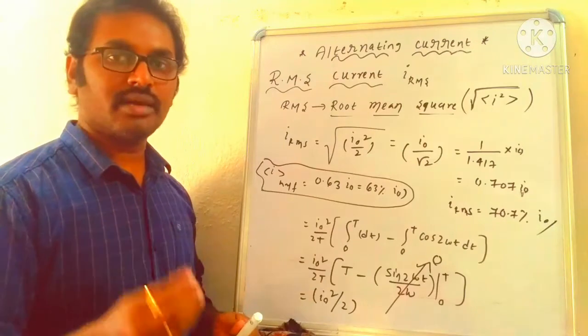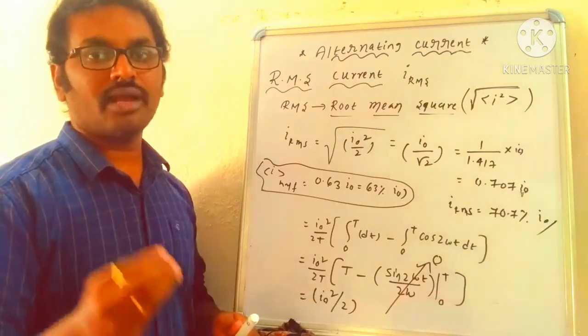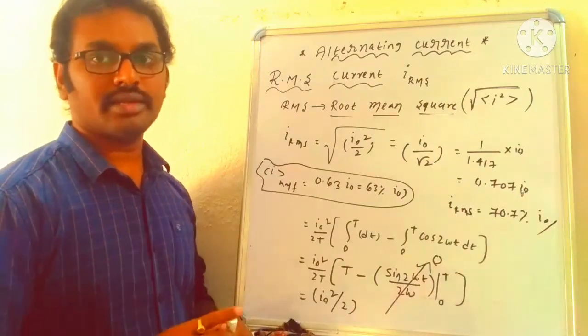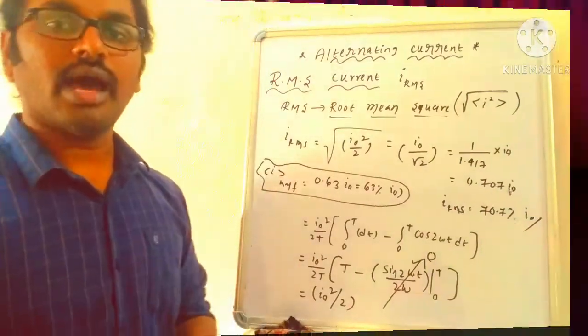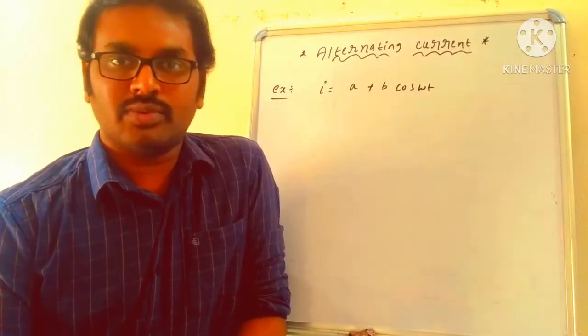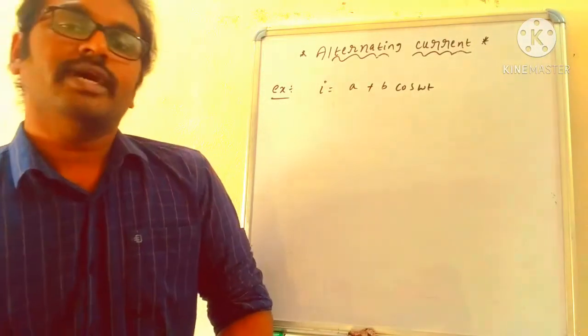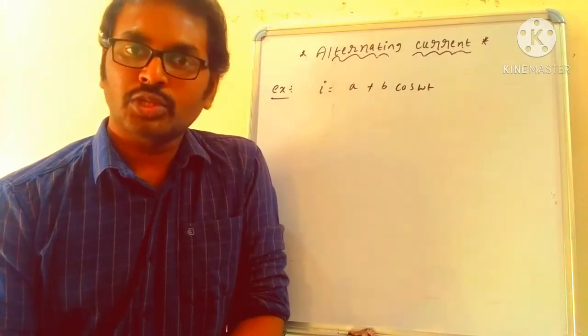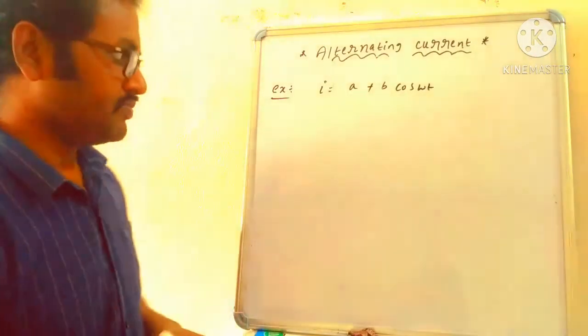The RMS current, or effective value of the alternating current, is called the root mean square alternating current. In this way we can find the RMS value, and we can see how to find the RMS value for the given expression. Before that, we need to take one important result from the derivation of RMS current.